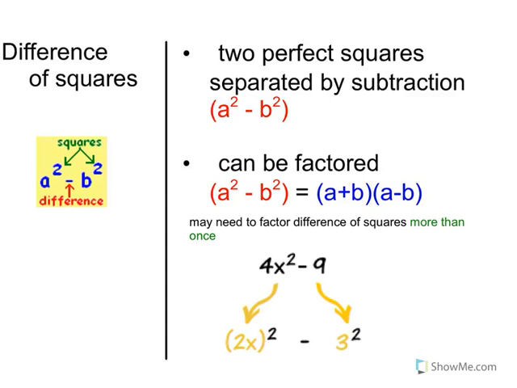When we're factoring a difference of squares, we're looking for two perfect squares that are separated by subtraction. How they can be factored is by taking the square root of a squared, taking the square root of b squared, and then rewriting it so that it's a plus b times a minus b. So remember that the square root of a squared is a, the square root of b squared is b, and then we rewrite it so that it's a plus b and a minus b. When we're doing a difference of squares, you may need to do the difference of squares more than once. So just keep that in mind.